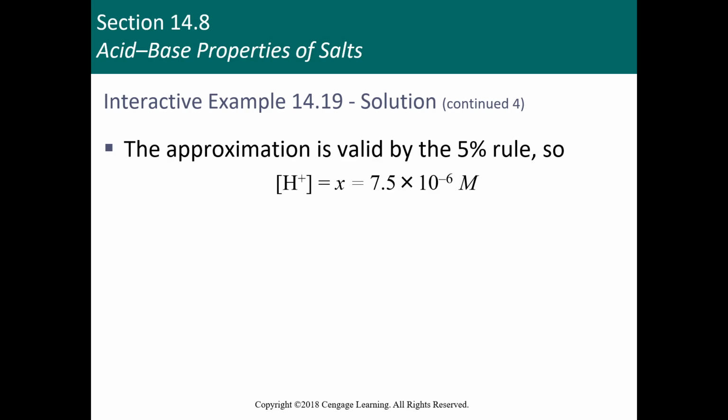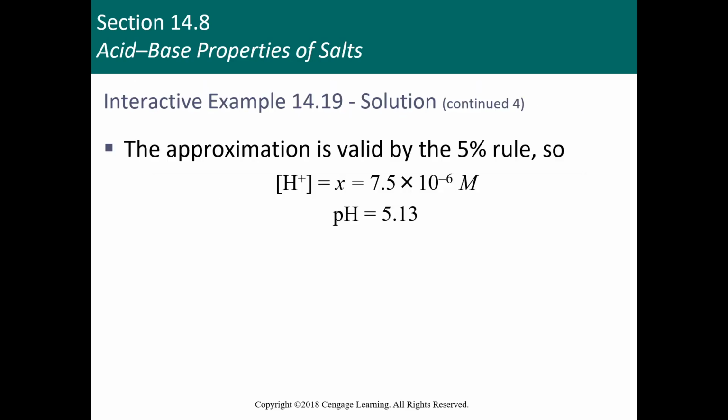And so our H plus concentration is going to be 7.5 times 10 to the negative 6 molarity, which is what we get when we solve for that x. If we take the negative log of that, we'll get the pH, which is 5.13.